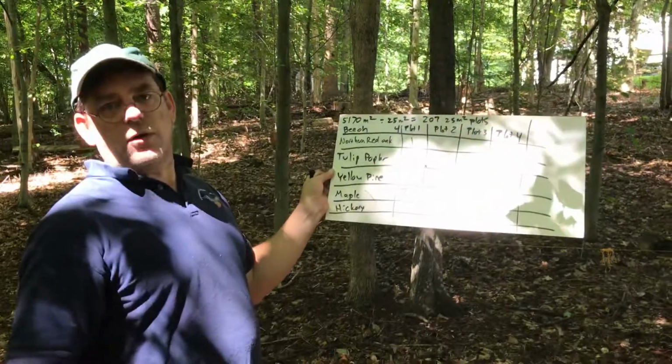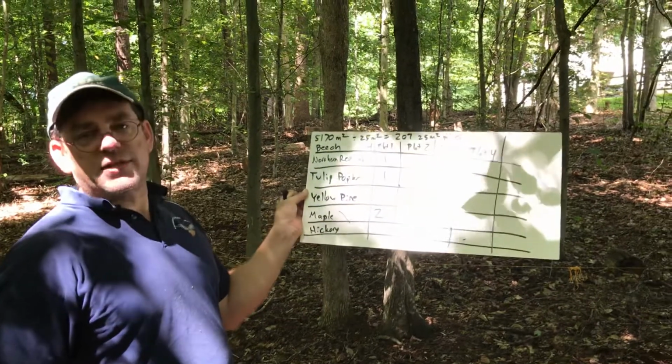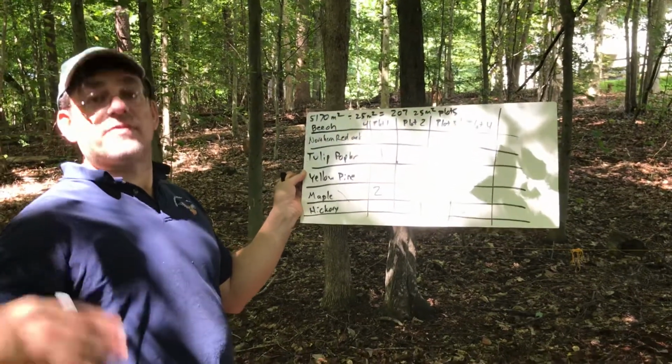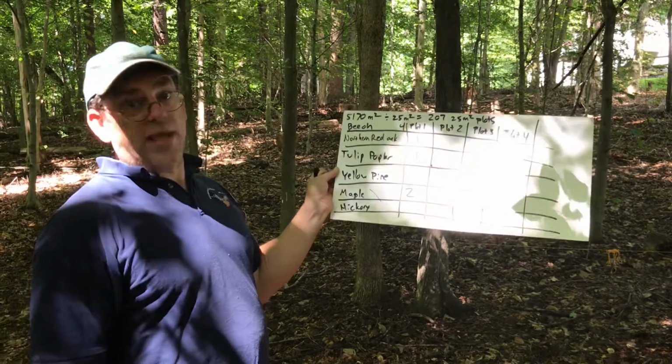All right, so that's really the goal of this, is doing a population density. What are the living things in an area, and we're doing that by a random sampling method.